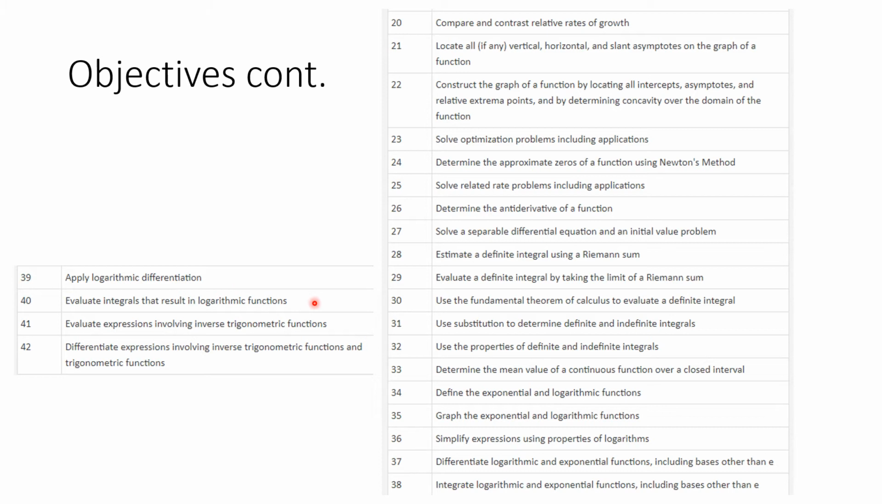We'll evaluate integrals that result in logarithmic functions, and we'll evaluate expressions involving other transcendental functions called inverse trigonometric functions, and we will also differentiate expressions involving these inverse trigonometric functions and trigonometric functions. A lot to do in one term, but it is a 5-hour course.